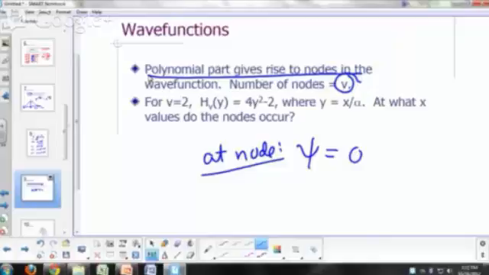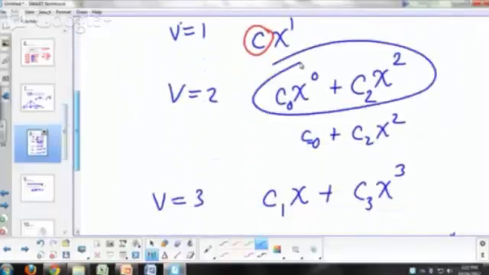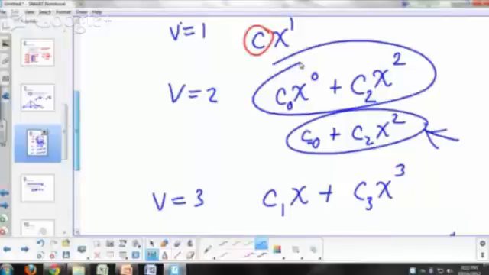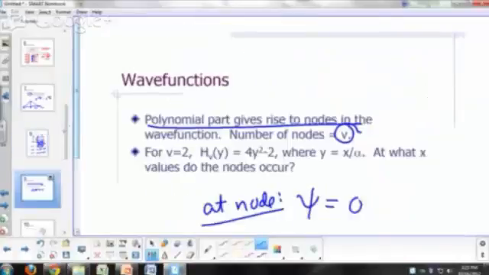Why is that? Well, let's go back to our polynomials. For how many x values will you get this thing to be equal to 0? A quadratic expression, highest power is 2, so this has 2 zeros. That will give you 2 nodes. For v equals 3, there are 3 possible values of x that will give you a node, where the function is going to be equal to 0. So the number of nodes is just equal to v.